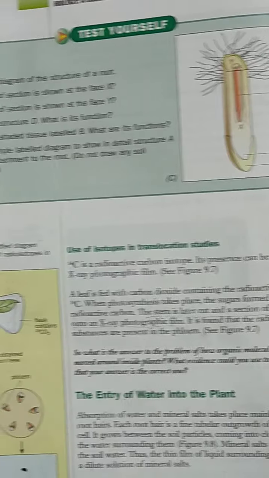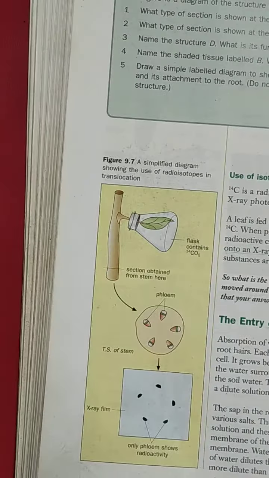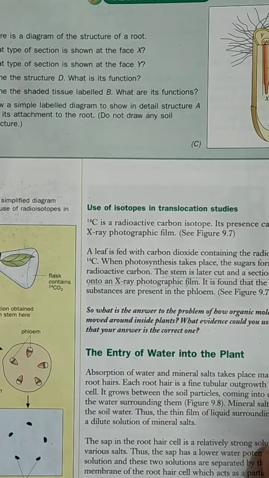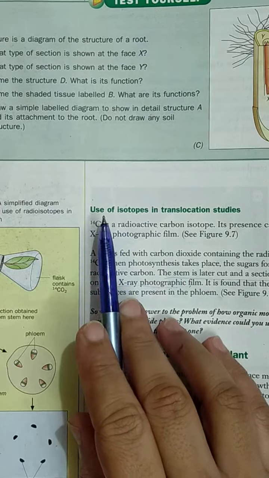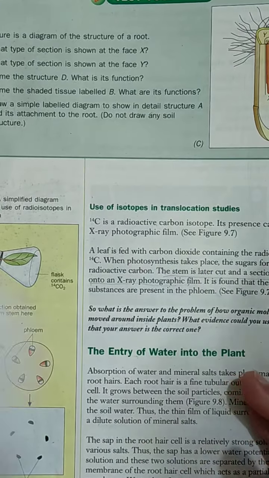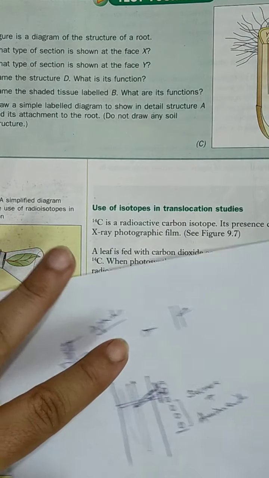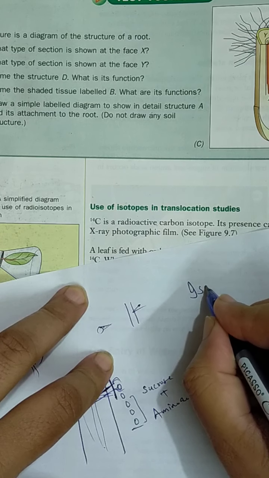Okay, now they have also shown a second experiment. In this second experiment they used isotopes. Okay, the use of isotopes in translocation studies. So first of all, I think you have all studied isotopes in chemistry. What is an isotope?